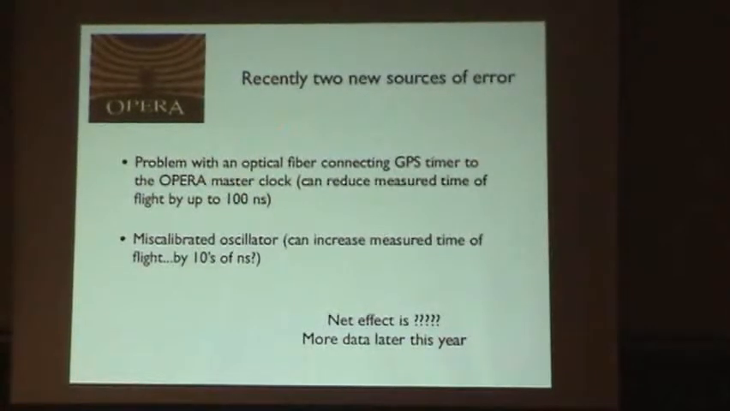My understanding of what happened here is, if you're going to connect the GPS clock, which tells you the time, to your master clock, which you're using to time your data, it takes, as we saw, a finite amount of time for information to travel along that cable. So you measure how long it takes for information to go along that cable, and you have to account for it in your analysis. So they had an assumption for how long it takes the signal to travel on this cable, and it turned out that if you rotated the cable relative to the ground, the performance of the cable changed, and the amount of time it took to go on the cable was different.